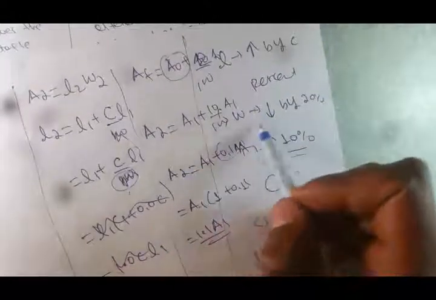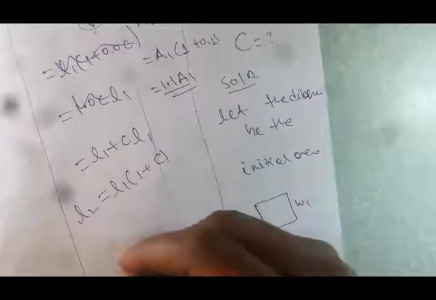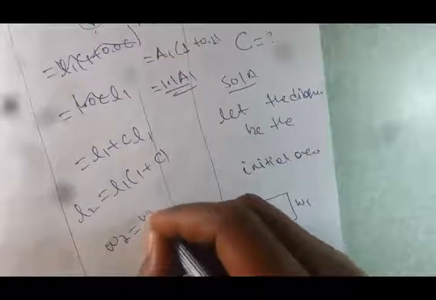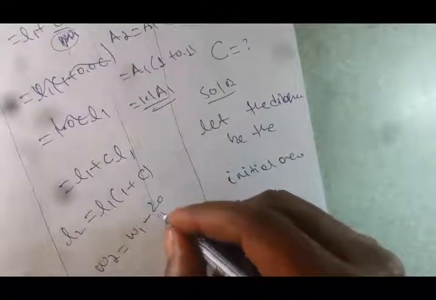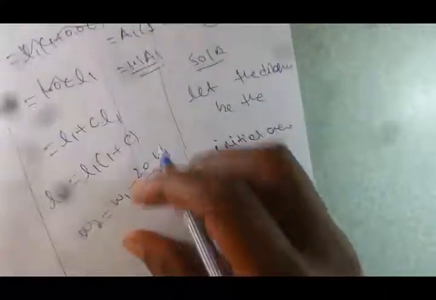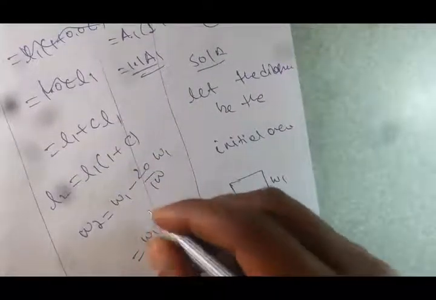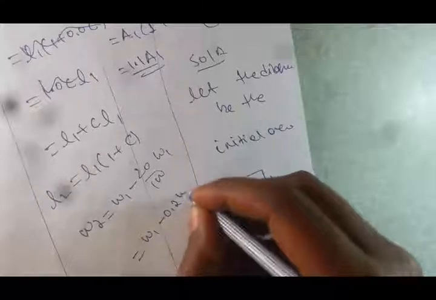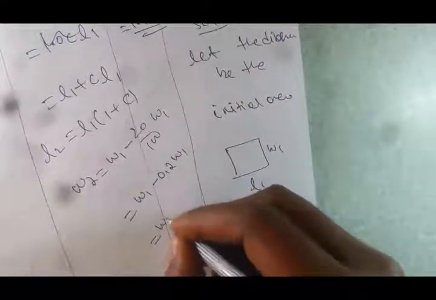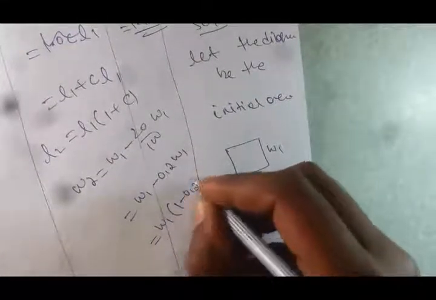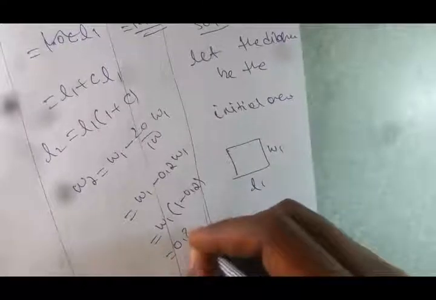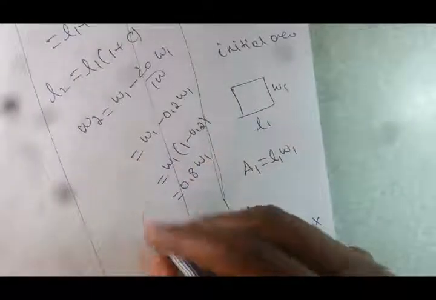And W2 is decreased by R percent. That means W2 is equal to W1 minus R percent, which is 20 over 100 of W1. This is equal to W1 minus 0.2 times W1. When we take W1 common, W1 times (1 minus 0.2) is equal to 0.8 times W1.